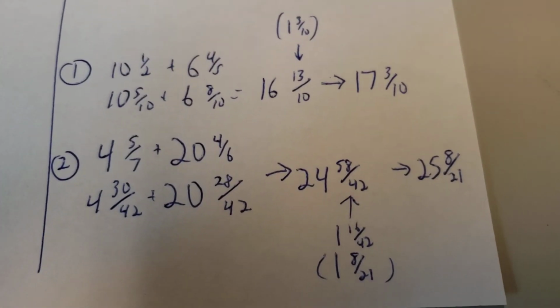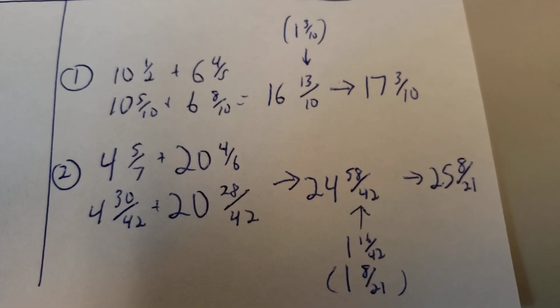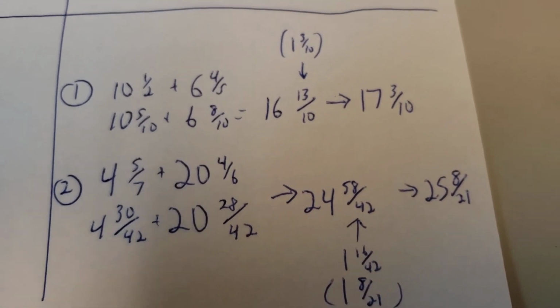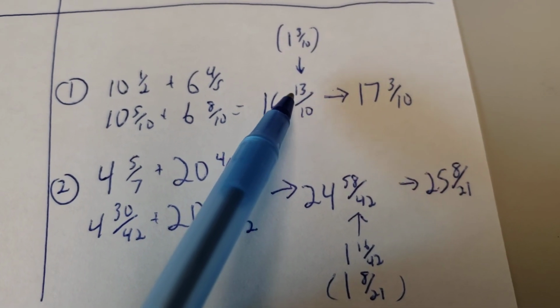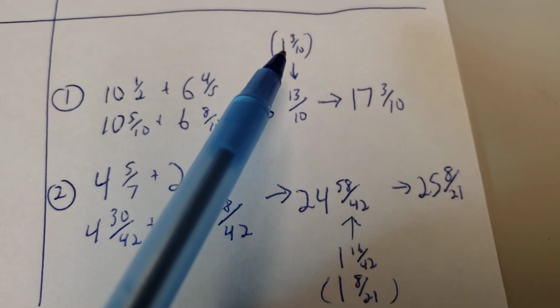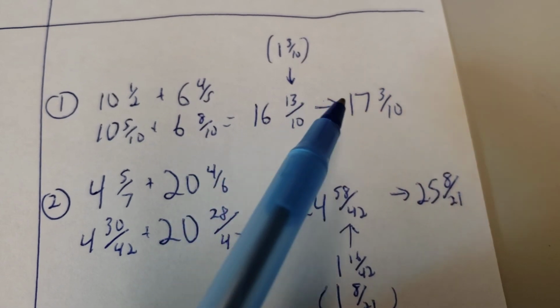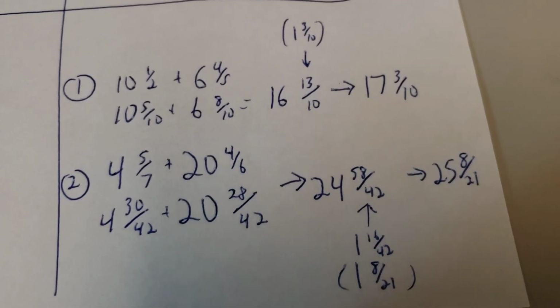And here's our answers here. First one should have been 17 and 3/10. When you did your work, you probably ended up getting a whole number and then an improper fraction, so make sure you convert that. And that's why I have to add the extra 1 now. So we get 17 and 3/10.